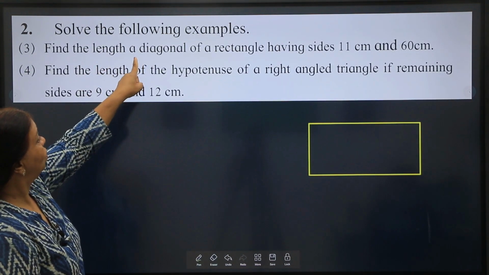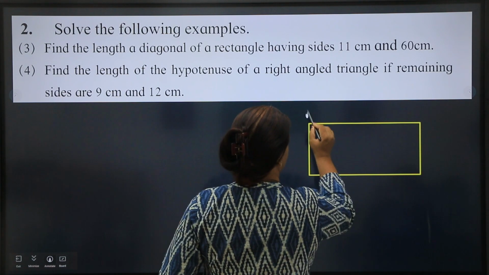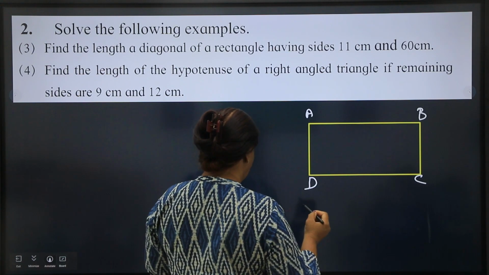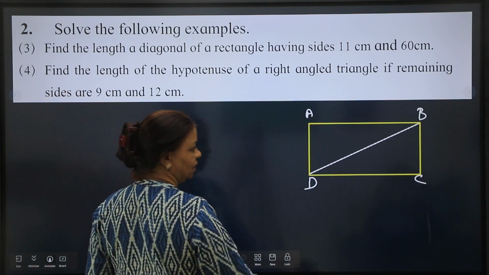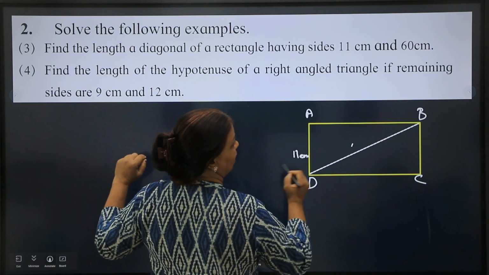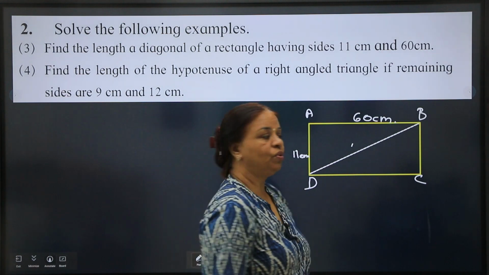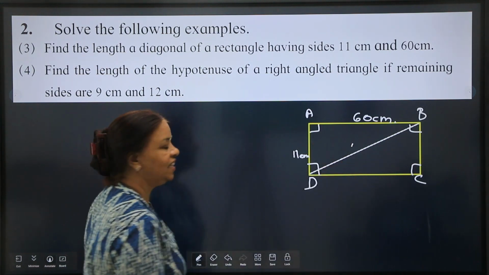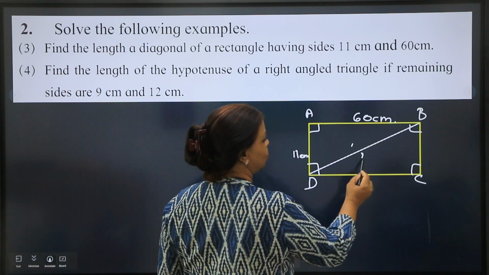Find the length of a diagonal of a rectangle. Means, let us label it A, B, C, D, we need to find out the diagonal of the rectangle. This is the diagonal, we need to find out BD. The rectangle is having the sides 11 centimeter and 60 centimeter. As it is a rectangle, children, each angle will be 90 degree. So if it is a 90-degree triangle, we can find out the third side. Two sides are given and we can use Pythagoras theorem.